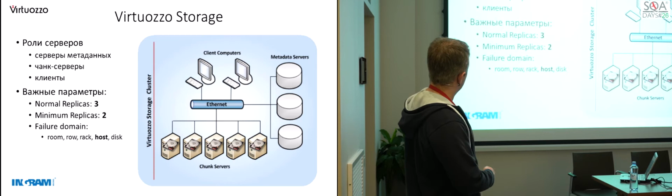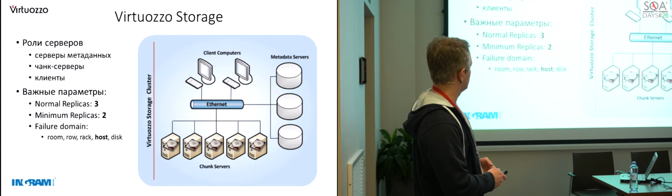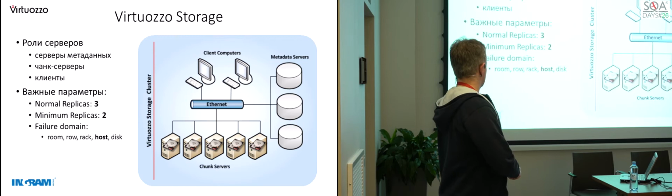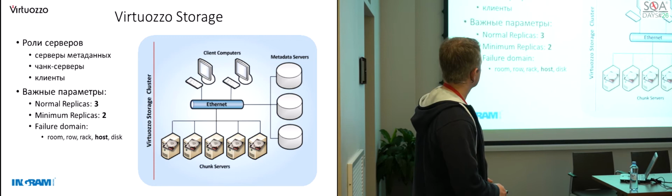Failure domain. You can set by default host, so the same chunk replicas will be stored at different hosts. It may be set as disk, but it's not recommended. We can set a tree-like structure, distribute them by rows and racks, so that different chunks get to different racks or rooms. You may distribute them even geographically for storage.